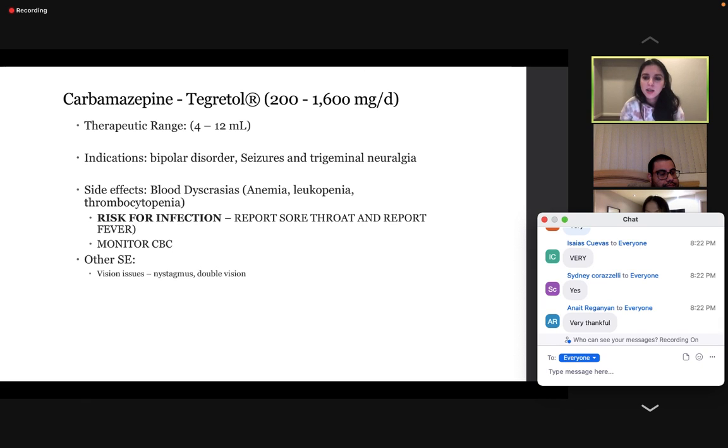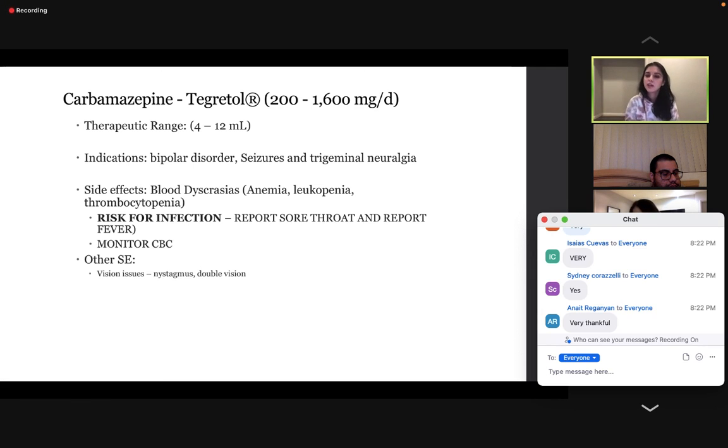Let's talk about Tegretol. Okay, therapeutic range 4 to 12. I don't need you guys to know the therapeutic range, but carbamazepine is given for bipolar, seizures, and trigeminal neuralgia. Trigeminal neuralgia is the worst kind of headache you can have. So you have your trigeminal nerve from the eye to the nose area to your chin, and it feels like someone's punching you really, really hard in the eye. Tegretol is given for that.